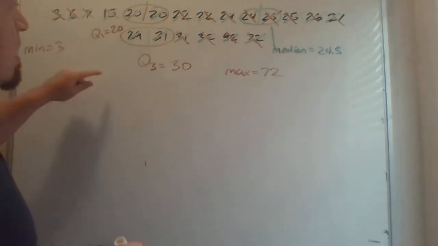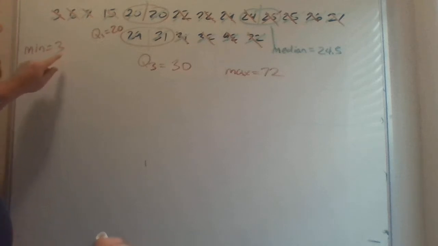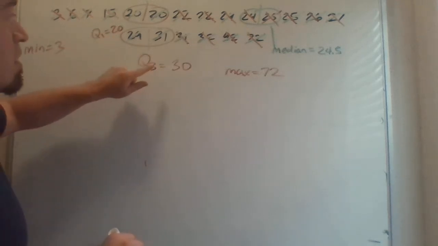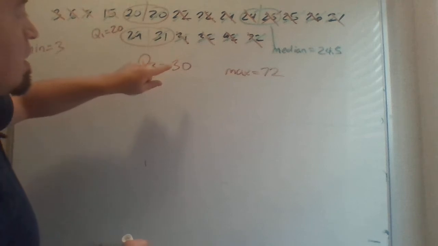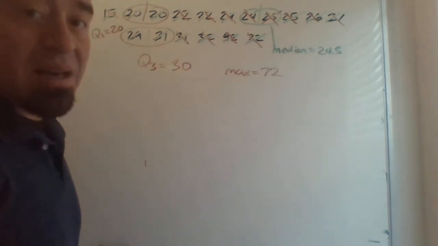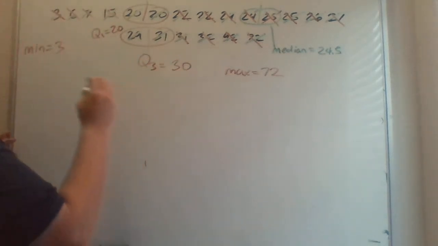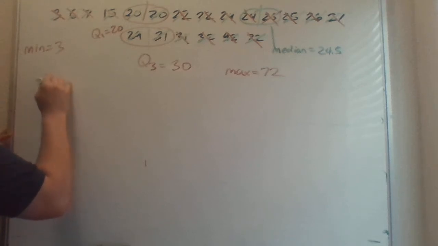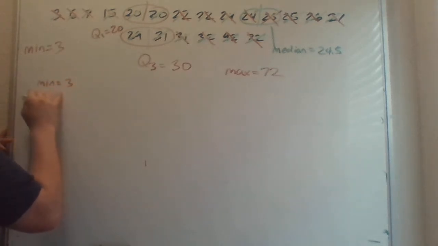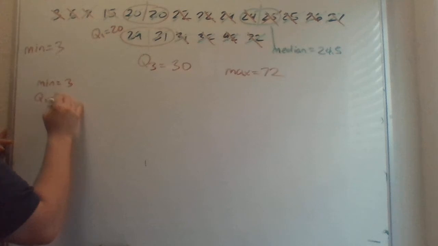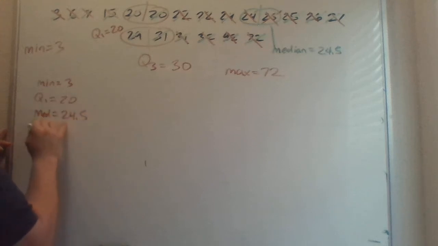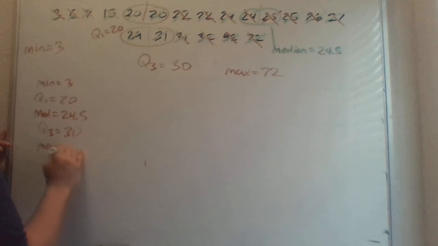So the 5 numbers together, the min, the Q1, the median, the Q3 and the max, these are our 5-number summary. In fact, I'm just going to put them off to the side here so that we have it nicely organized. Median is 24.5, Q3 is 30. Okay, so now what we're going to do next is use these.